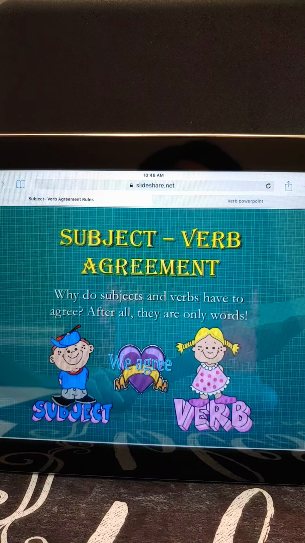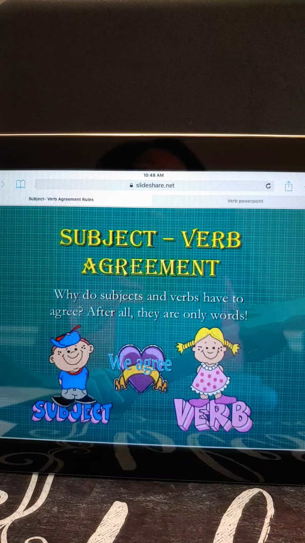Okay, keep in mind that when we're talking about subjects, a subject is a person or a thing that is being discussed. So we can agree that a subject will be a noun. The verb shows action. Okay, it shows what the subject or what the noun is doing.